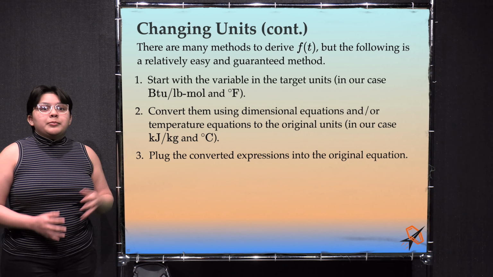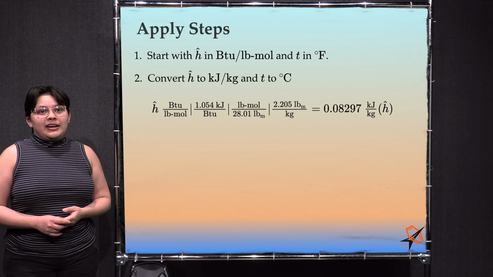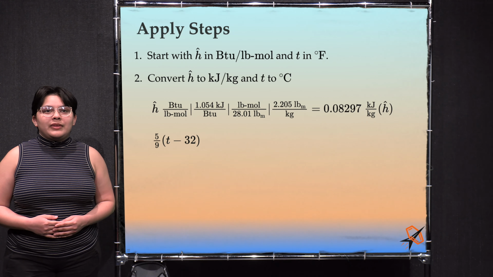Let's apply our method. We'll start with two new variables, lowercase h hat in BTU per pound mole and lowercase t in degrees Fahrenheit. Next, we convert lowercase h hat to kilojoules per kilogram using a dimensional equation and t to degrees C with a temperature conversion. We'll then plug the complete expressions into the original equation in place of the original variables. We put lowercase t minus 32 times 5/9 in place of uppercase T. We put 0.08297 lowercase h hat in place of uppercase H hat.